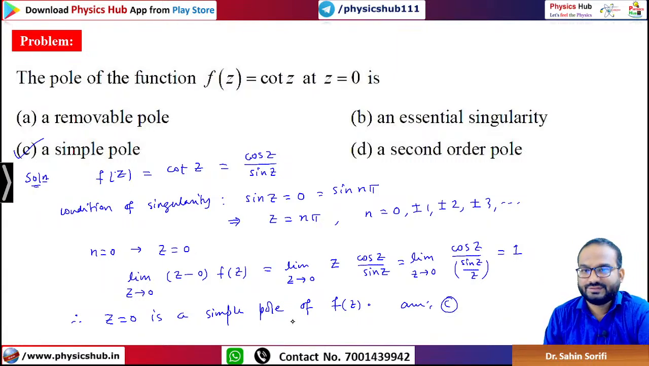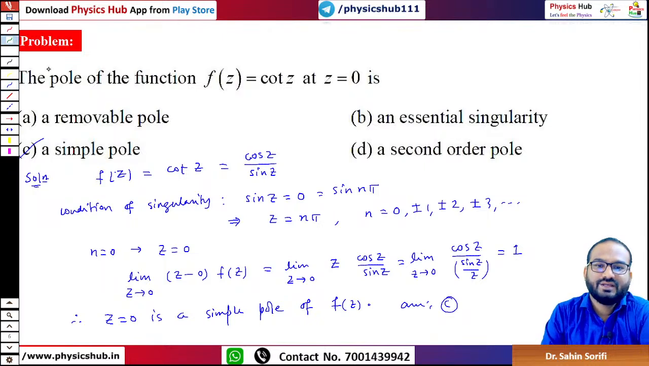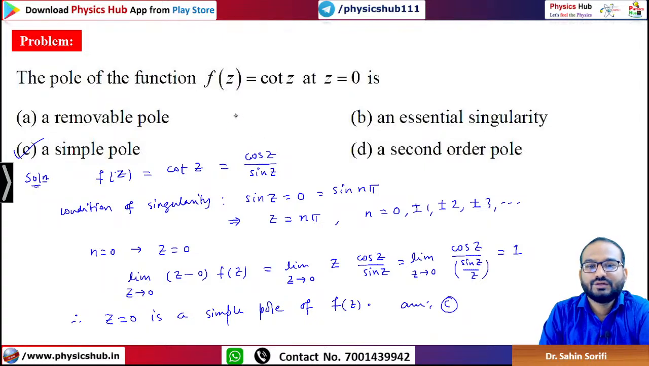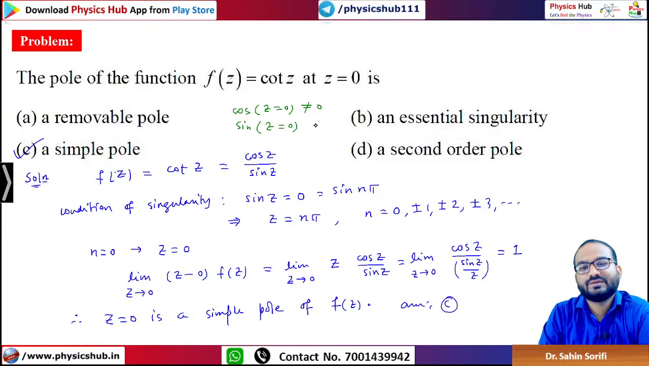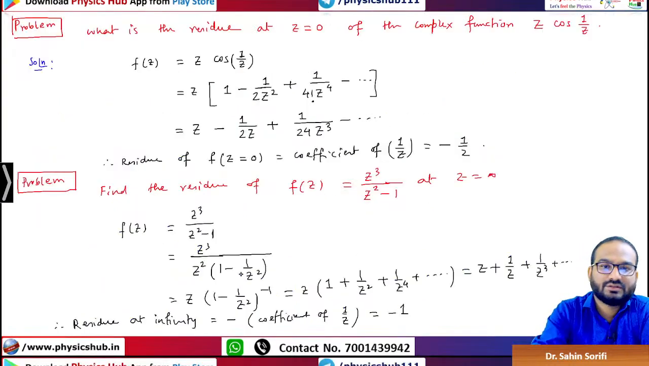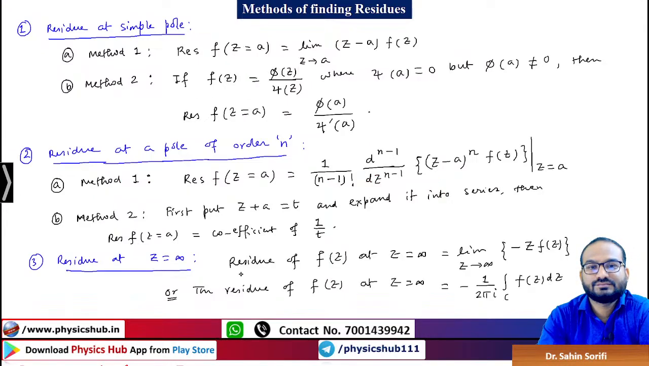I think yes, you can also use the second method, right? Here you have this form, cos at z is equals to 0 is not equals to 0, but sin at z is equals to 0 equals to 0. So the formula is phi of a divided by psi prime of a, so cos at z equals to 0 divided by the sin derivative, which is also cos at z equals to 0. So then also you get 1, and now using the second method, this one.